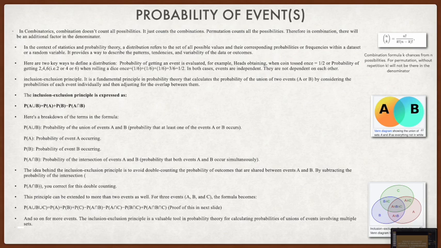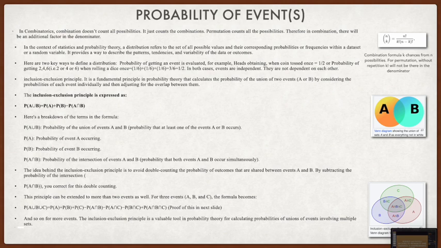A is one set and B is one set in the Venn diagram, and they are overlapping with each other. Where yellow overlaps with blue, that is the intersection part. So A union B, the probability of the union of events A and B, is that at least one of the events A or B occurs, and P of A is the probability of event A occurring, P of B is the probability of event B occurring, P of A intersection B is the probability of the intersection of events A and B, that is, both events A and B occur simultaneously.